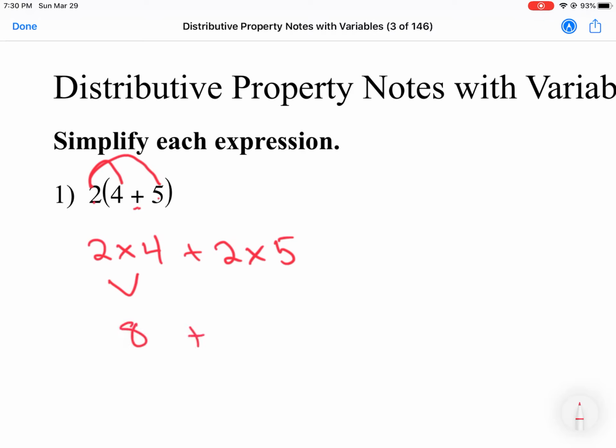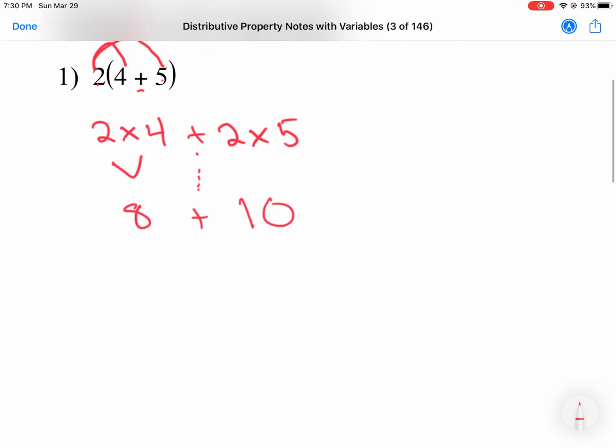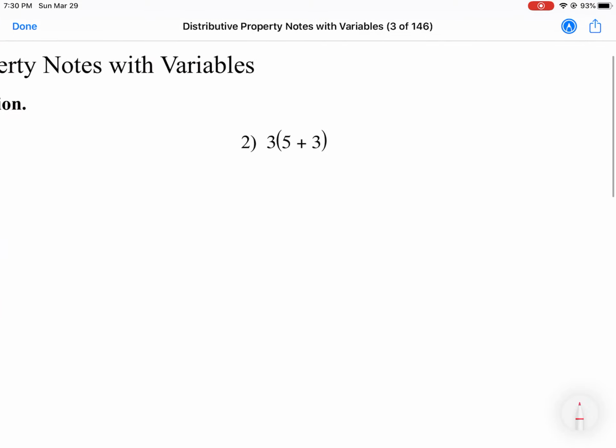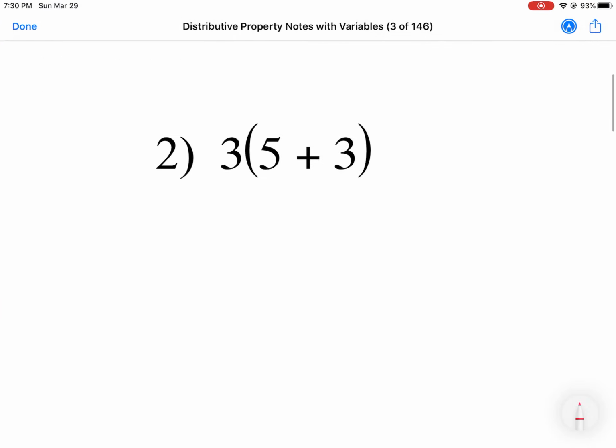2 times 4 is 8. Bring down my plus sign. Don't forget it. And I have 2 times 5, which is 10. So 8 plus 10 is 18. Bada bing, bada boom. Moving on.